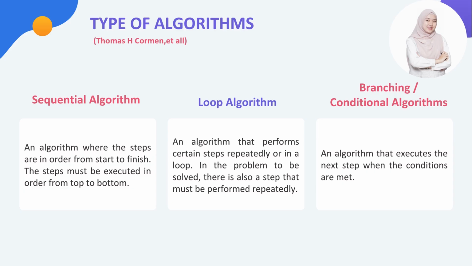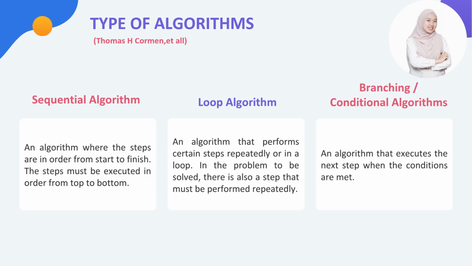Loop algorithm. A loop algorithm repeats certain steps as long as a condition is satisfied. For example, counting from 1 to 10, checking students' grades one by one, or reading files until the end. Loops are powerful, but they also require careful control to avoid infinite repetition.